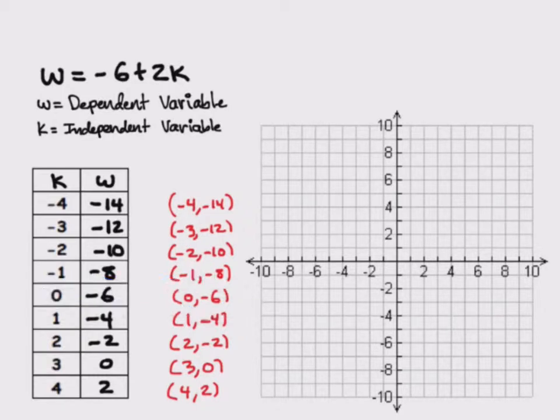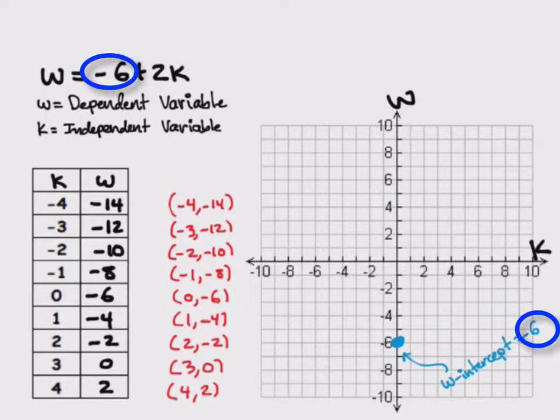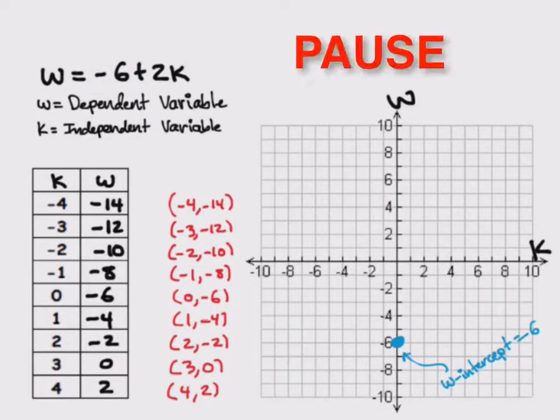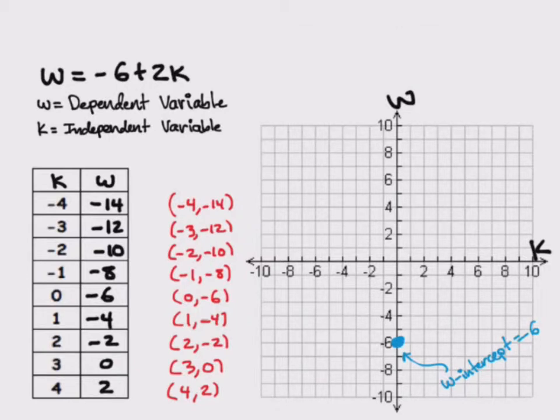In fact, when we graph it, that's going to be our w-intercept. I like to think of this point as where our dependent variable starts when the independent variable is 0. Now, let's go ahead and graph the rest of these ordered pairs. Now, as we suspected due to our equation, they are in the shape of a line.